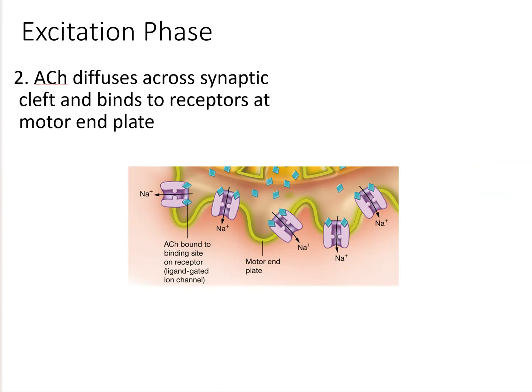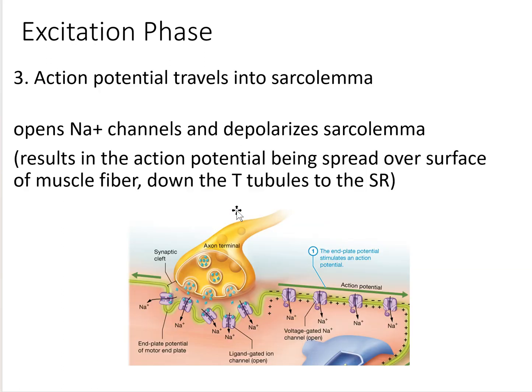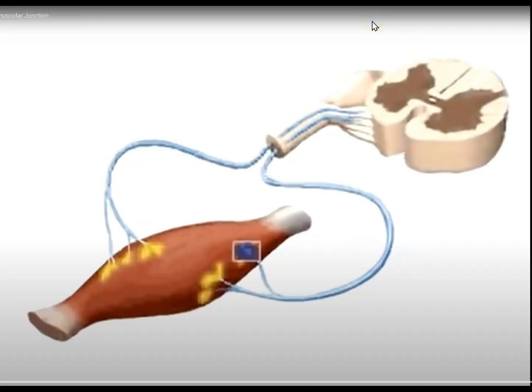ACH exocytosis just means it's released. Acetylcholine has to diffuse across that tiny gap. There's a little bit of time delay here. When it binds to the receptors, the chemical opens voltage-gated sodium channels, and then sodium rushes in. Just as we saw, you get this wave of electricity, this action potential, traveling all over the surface of the muscle fiber. It's going right through the sarcolemma and heading right to the T tubules. Remember, the T tubules are channels, and their job is to guide that action potential all the way down to the SR.